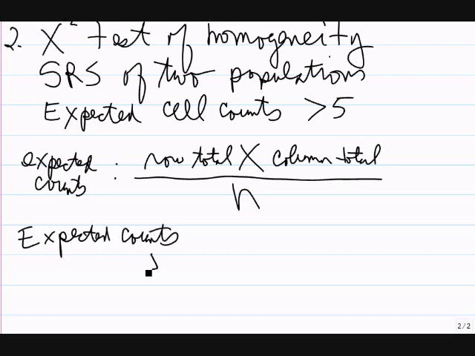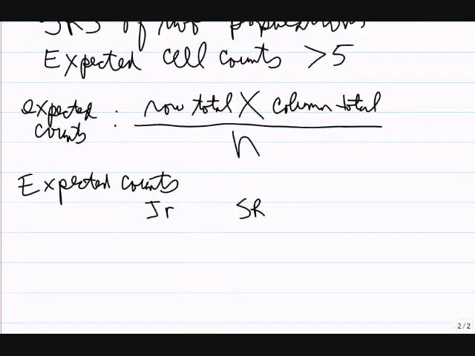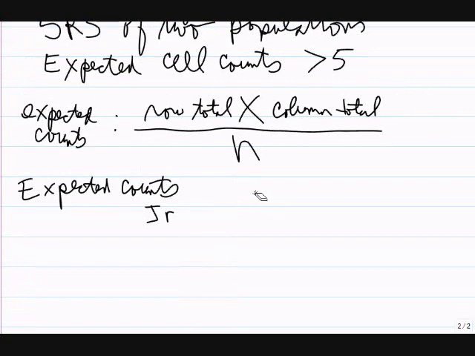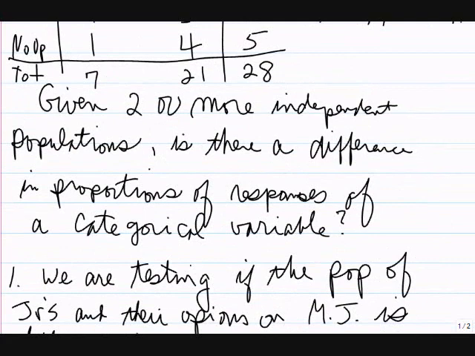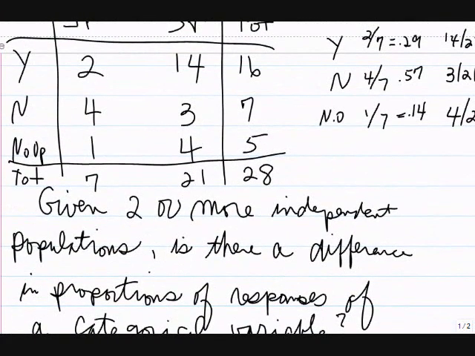So for that, maybe I should make that label a little further over. Yes. No opinion. For the juniors, let me go back up to my table. The juniors that say yes, the row total is 16, the column total is 7.